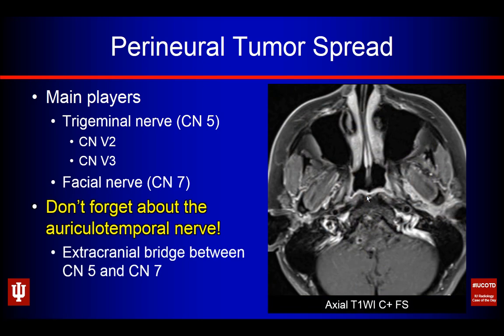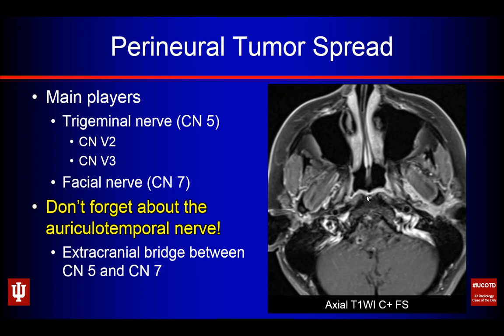But don't forget about the auriculotemporal nerve. I told you we would revisit it. Here we are revisiting it. So the auriculotemporal nerve is the extracranial bridge that links cranial nerve 5 and cranial nerve 7. You have an intracranial bridge as well. That's your greater superficial petrosal nerve.